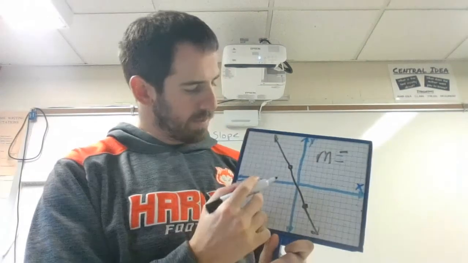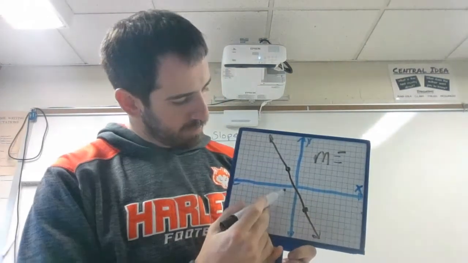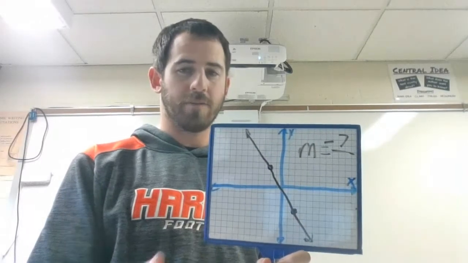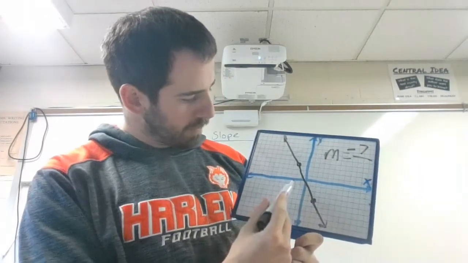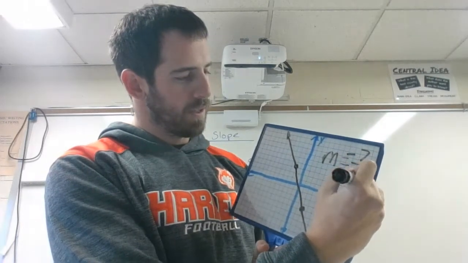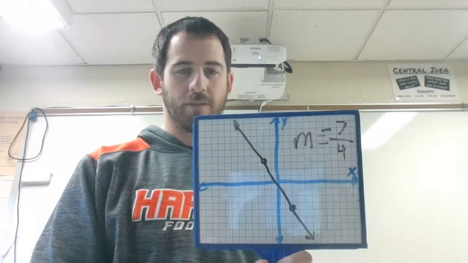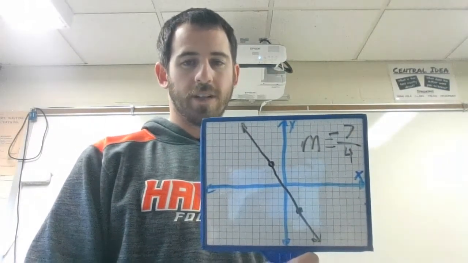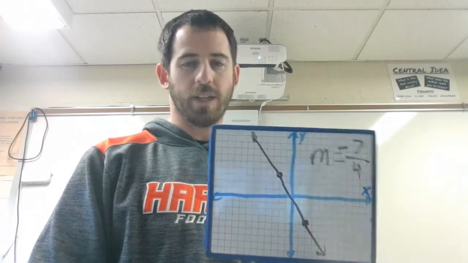And then we just count. It went down 1, 2, 3, 4, 5, 6, 7. So I have a negative 7. And then we know the bottom's going to be positive because it's always positive. After we went down 7, we went right 1, 2, 3, 4. And that will give me the answer. m equals negative 7 over 4. You can't reduce it, so that's your answer. Again, don't ever make it into a decimal.